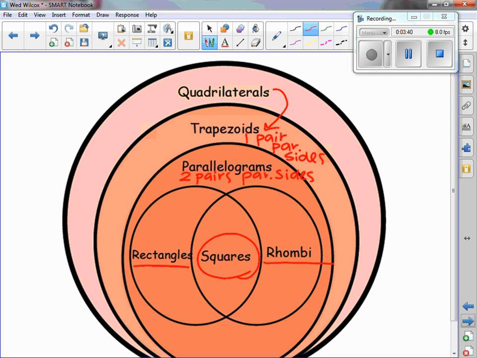Squares can be a rectangle, because remember the definition for a rectangle is a parallelogram with right angles. Well, a square is a parallelogram with right angles, but a square is also more specific because it has 4 congruent sides. A square can also be a rhombus, because a square has 4 congruent sides, it just also has 4 right angles. So a square can be classified as everything. It's the most specific. A square can be a rhombus, it's a rectangle, a square is a parallelogram, a square is a trapezoid, a square is a quadrilateral. So your square is your most specific type of quadrilateral.